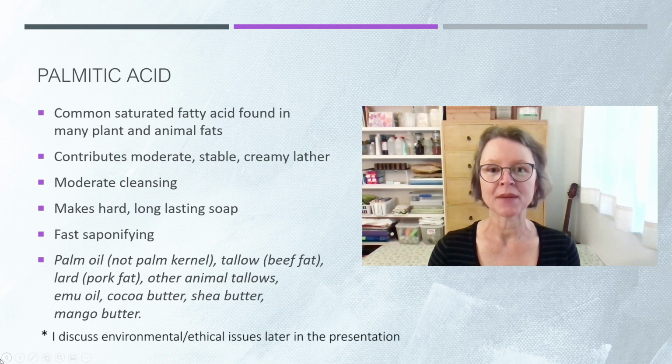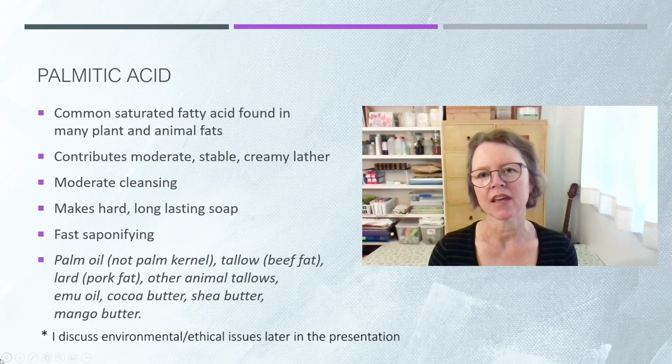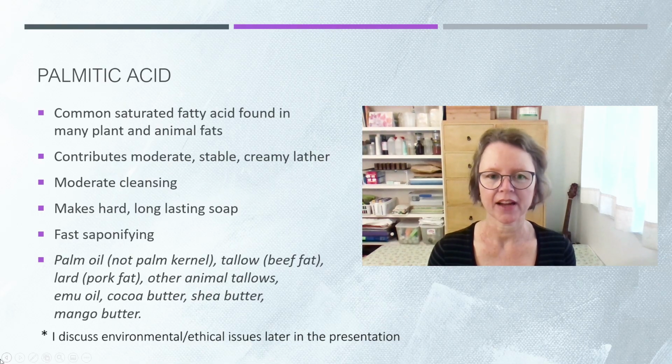The next is palmitic acid, and that is one of the most common saturated fatty acids found in many plant and animal fats. It contributes a moderate and stable creamy lather to soap recipes. It's moderately cleansing, so it'll have some good cleansing qualities, but it won't be too harsh and drying. It makes a very hard and long-lasting soap, and it's pretty fast saponifying as well.